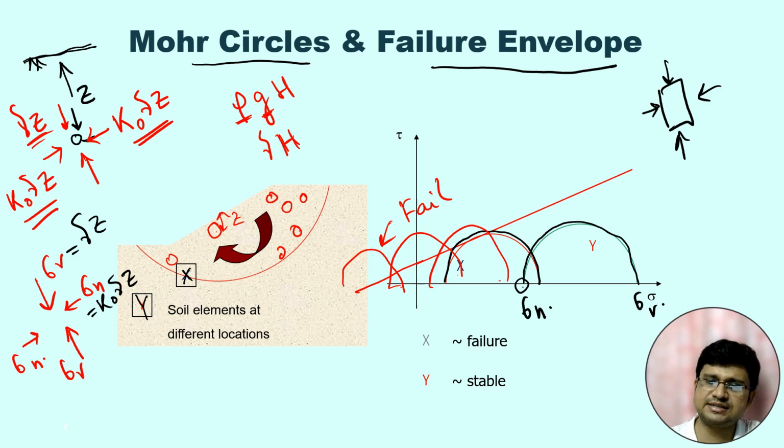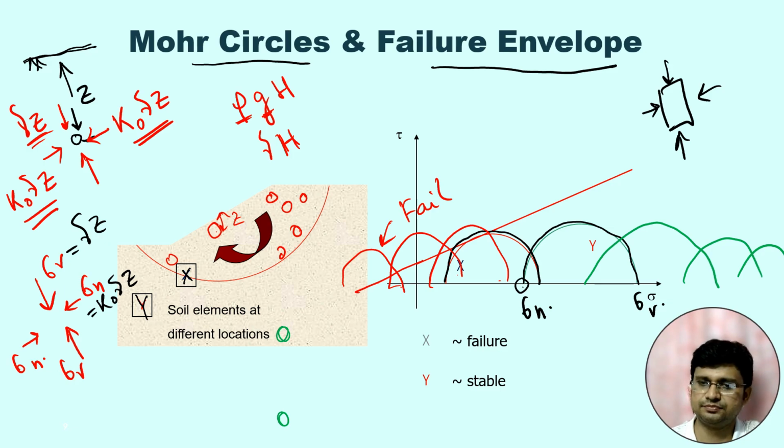But if a point is safe, suppose there is one point here. For this point both vertical and horizontal stress are very high. So for that point the Mohr circle will be somewhere here or here. The deeper we go, at that time the Mohr circle will move towards the right. So there will be no failure. When it touches the failure envelope, at that time there will be failure. So this is the very important thing.